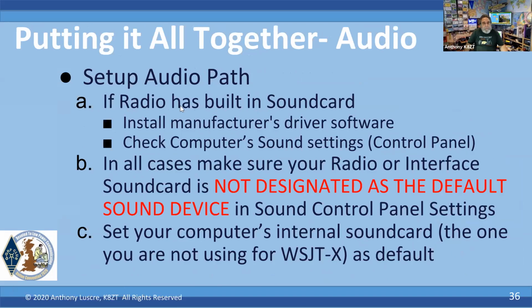Then you need to set up the audio path, and this is where you just connect the cables and configure your computer to be able to use the proper sound cards. It's very important that you do not designate the sound device that you're going to be using as your default sound device in Windows, or when you play your local YouTube that you want to watch, it'll be going out across your radio. So it'll cause all sorts of problems. So just make sure that you designate an alternative sound card, not the one you use for WSJT-X, as your default. You want to set your computer's internal sound card as the default, again, not the one that you're using.